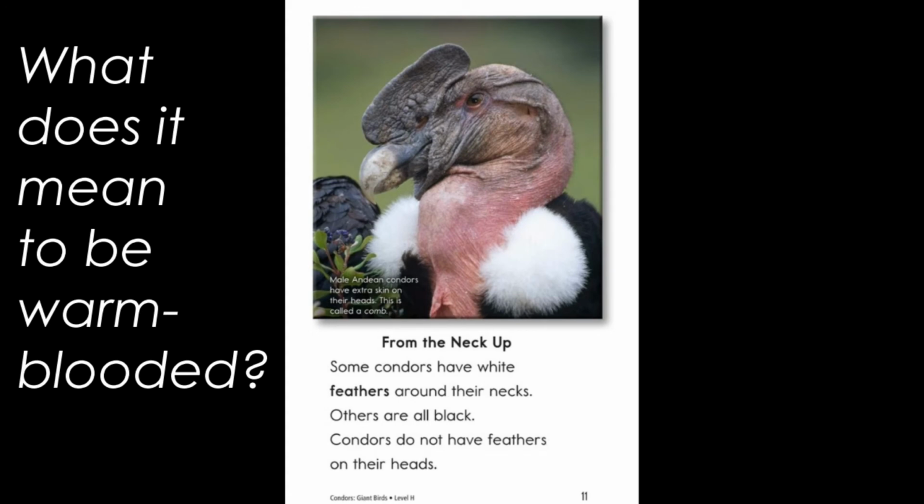Okay, from the neck up, some condors have white feathers around their neck. Others are all black. Condors do not have feathers on their heads. There's a caption for this photo as well. Male Andean condors have extra skin on their heads. This is called a comb. That's interesting. Kind of looks like a comb. Or an elephant ear. Let's go to the next page.